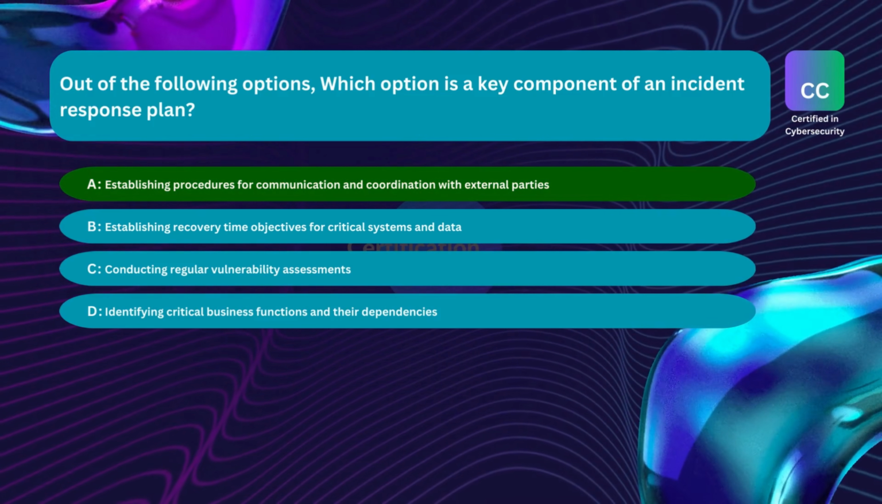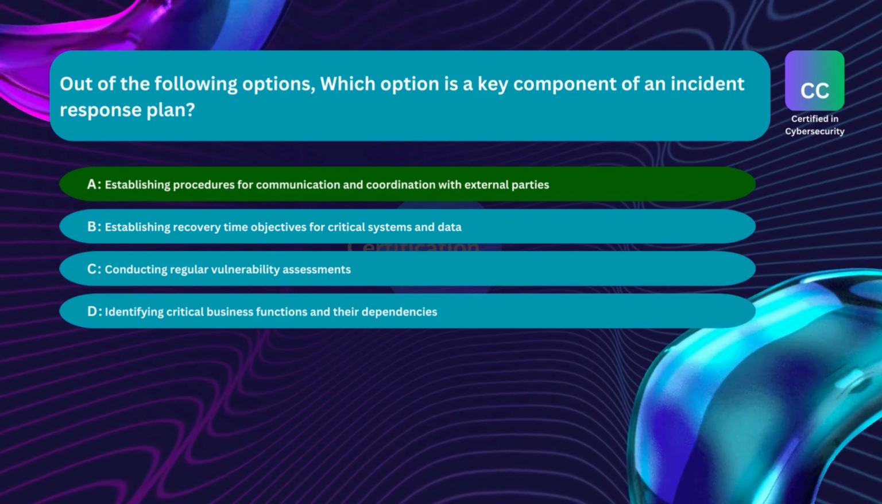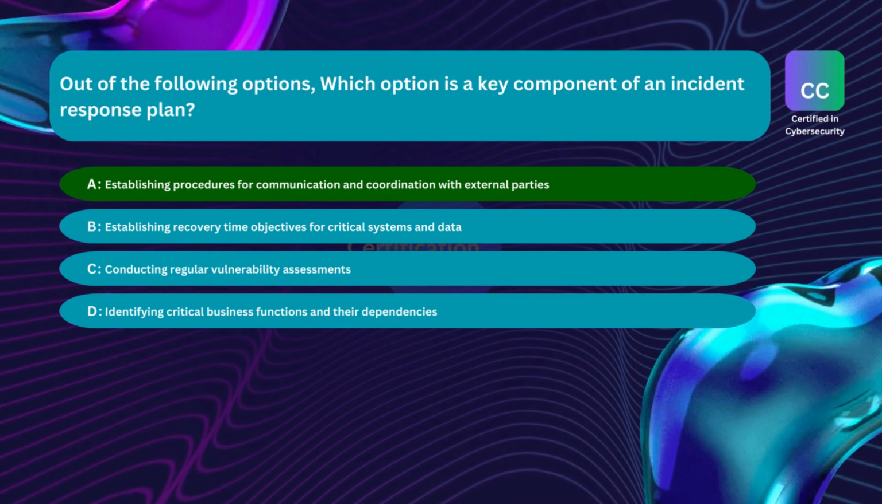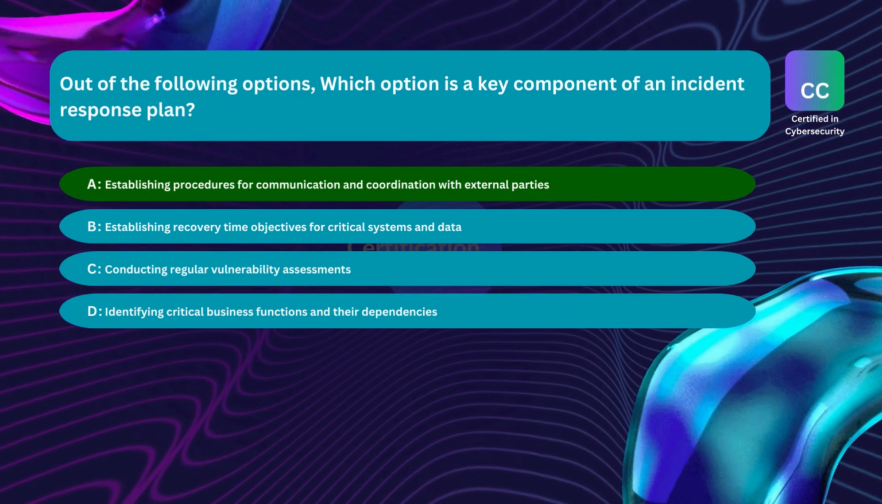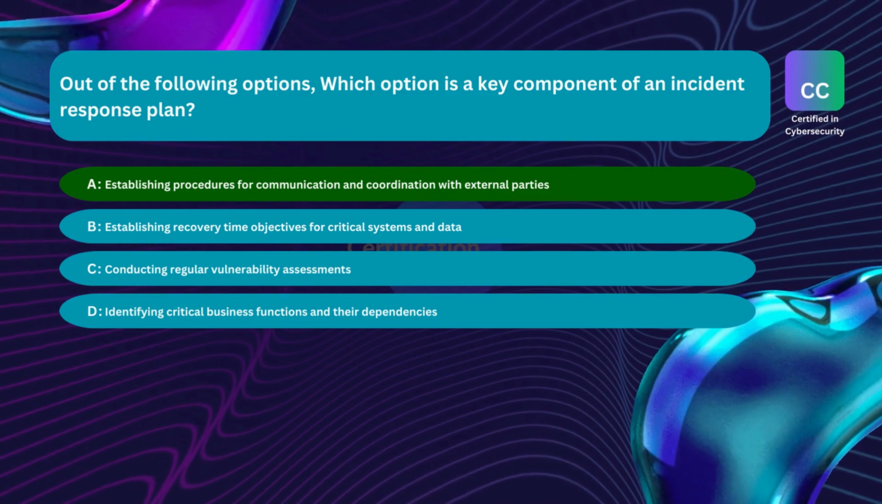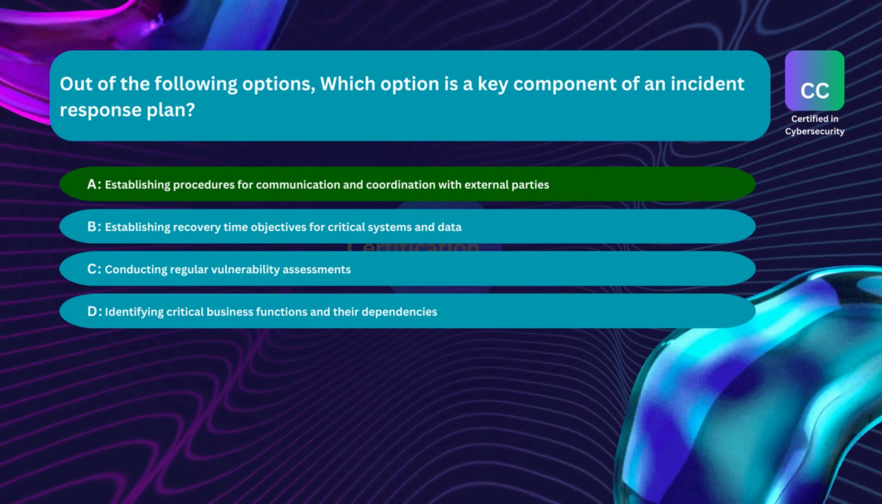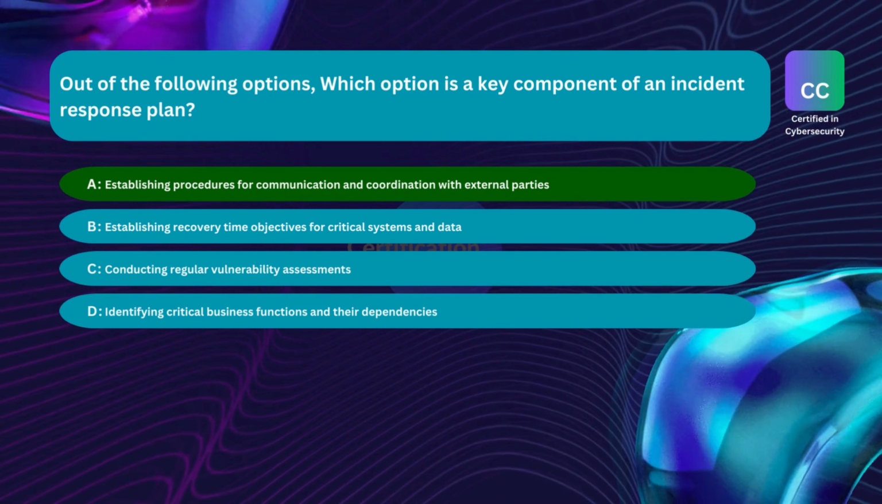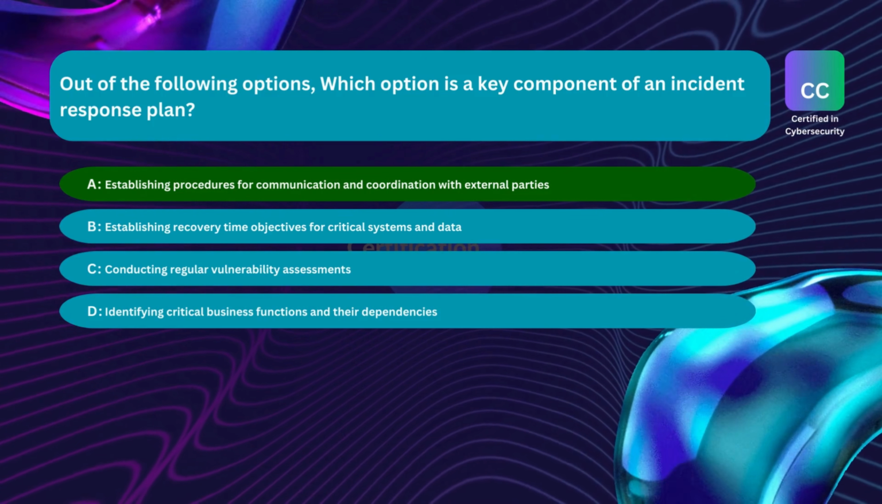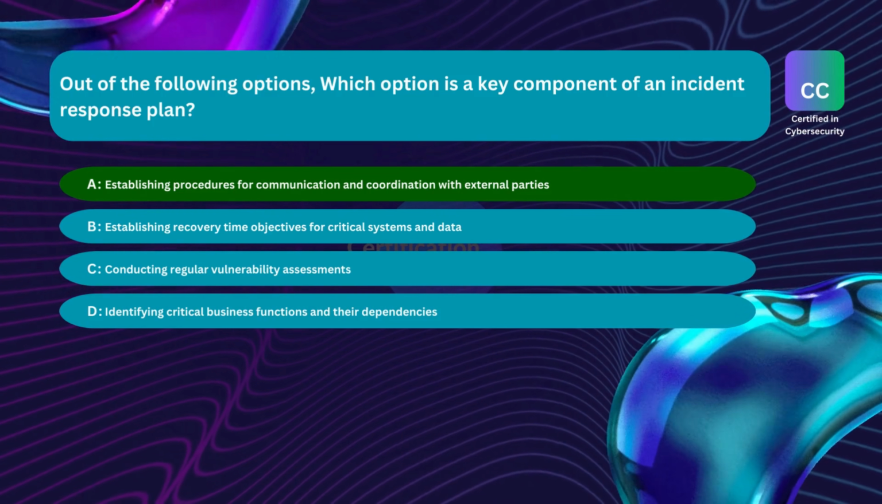The correct answer is Option A, establishing procedures for communication and coordination with external parties. Establishing procedures for communication and coordination with external parties is a key component of an incident response plan. This involves identifying the external parties that need to be notified during an incident and defining the procedures for communicating with them.